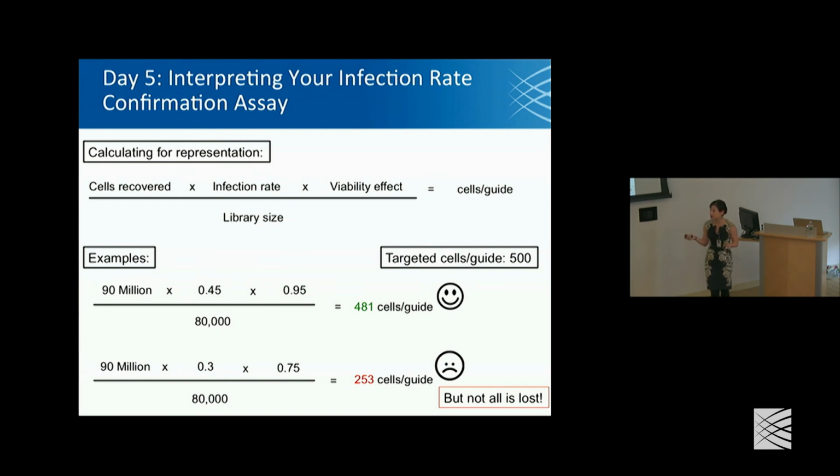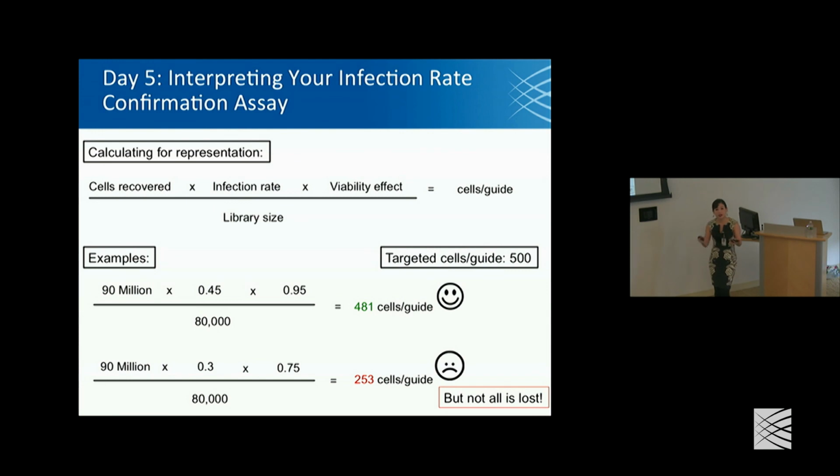In these two examples, we have one that was a 45% infection rate and 95% viability. We have 481 cells per guide, which is very close to our 500, within 5 to 10%, so that's good to go in the two replicates. Now, let's say our infection didn't turn out so well. We have a 30% infection rate and a 75% viability hit. We're left with 253 cells per guide. That's about half of what we were actually aiming to get.